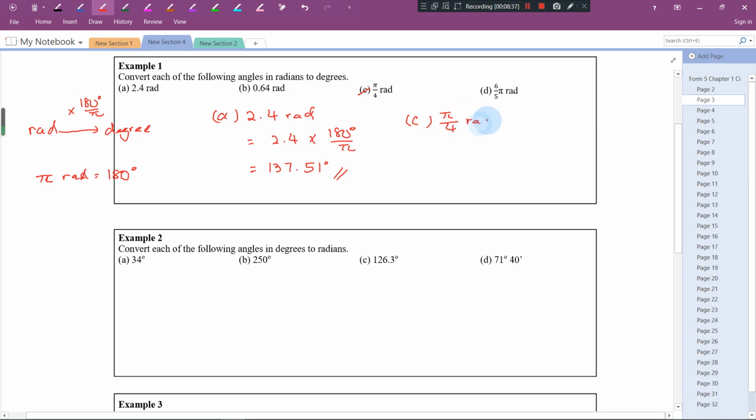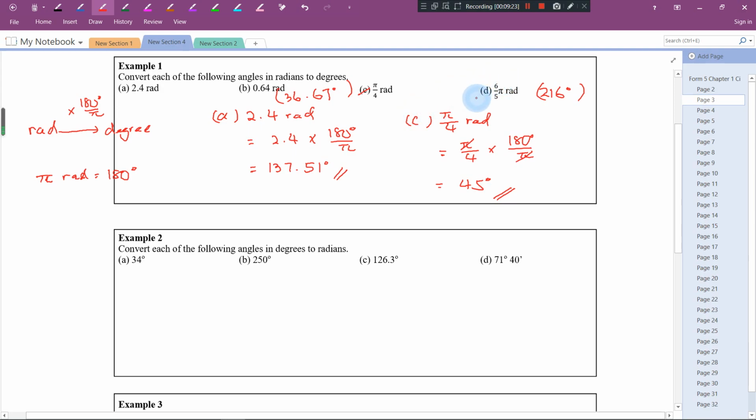Pi over 4 radian. Radian to degree, number become bigger, number on the top. So I need to times 180 over pi. Okay, so you take 180. So this one I simplify it. 180 divided by 4. Okay, you will get 45 degree. Okay, this one you do the same thing. Okay, so this is equal to 216 degree. You can try on your own and check, see whether you can get this answer. And the B here is equal to 36.67 degree.